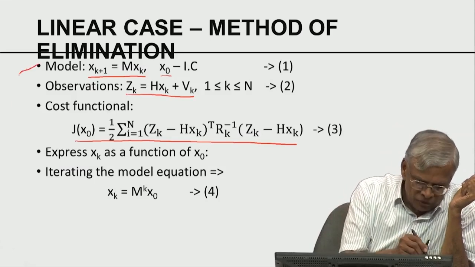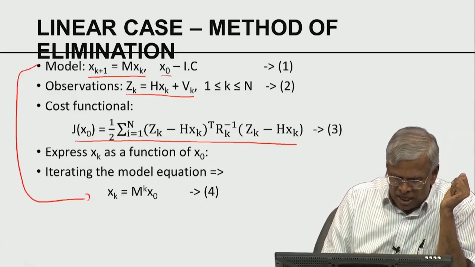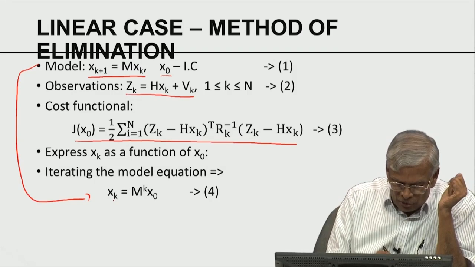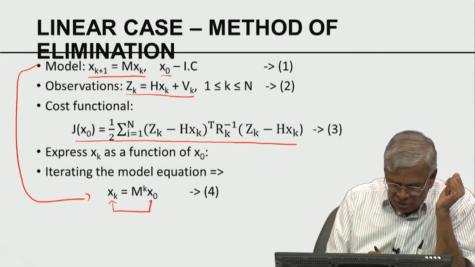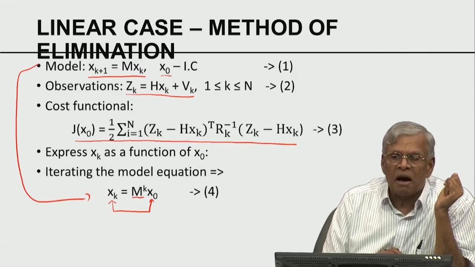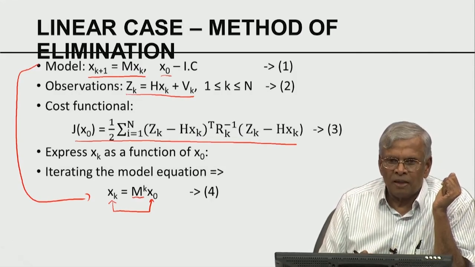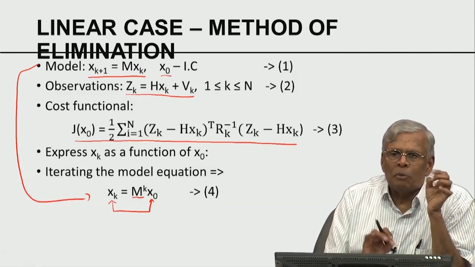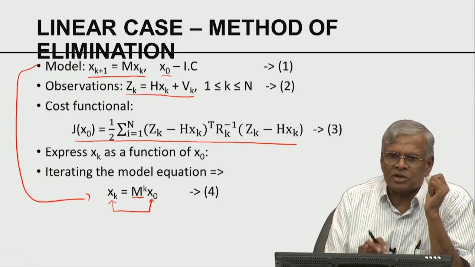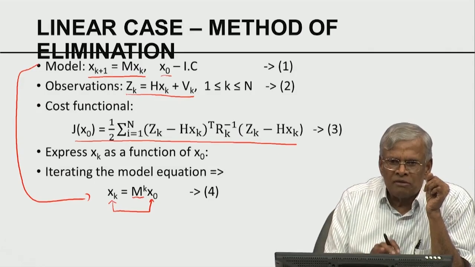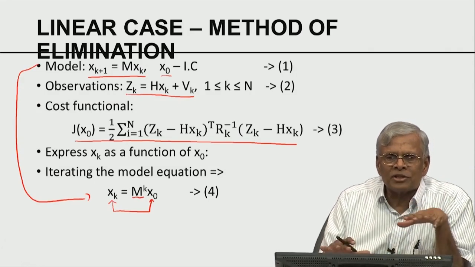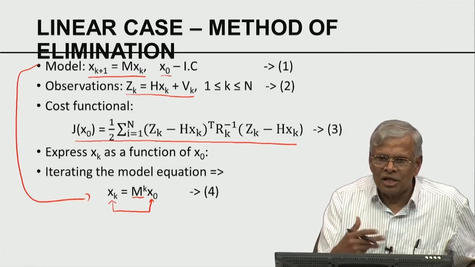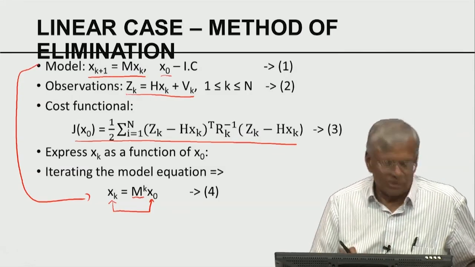By iterating the model, you can readily see x_k = M^k x_0. So I have expressed the model state at time k in terms of the model state at time 0 through the kth power of the state transition matrix. Yes, M to the power of k involves matrix-matrix multiplication. We know matrix-matrix multiplication is very expensive computationally. Even though computationally this could be very expensive, I want to provide a basis for comparison for later methods. That is why we are going to indulge in this so called method of elimination.